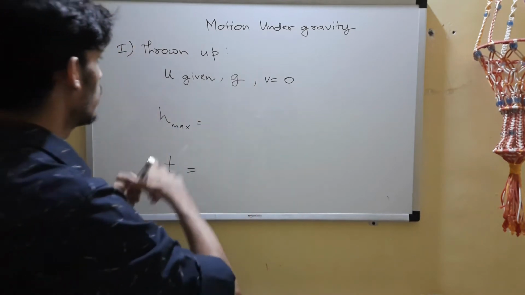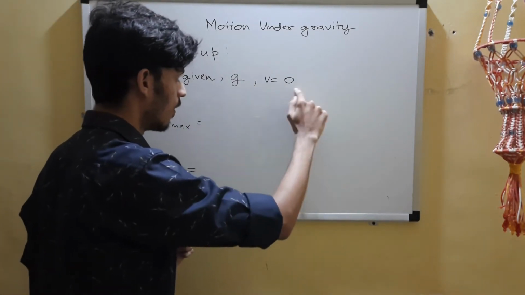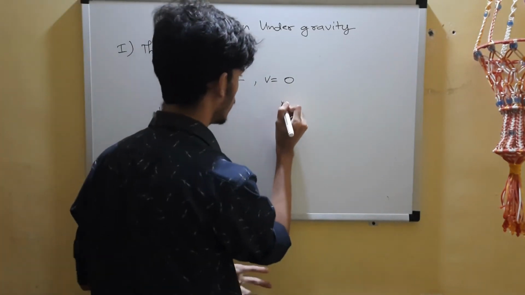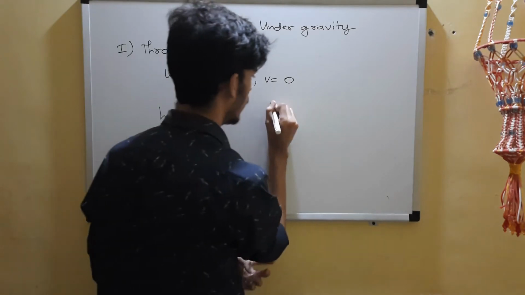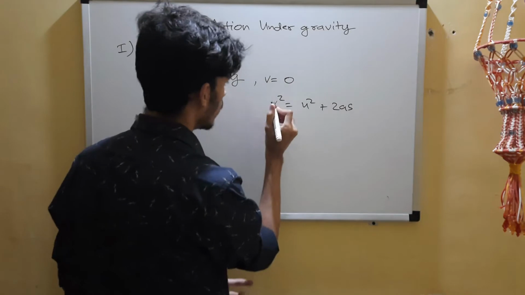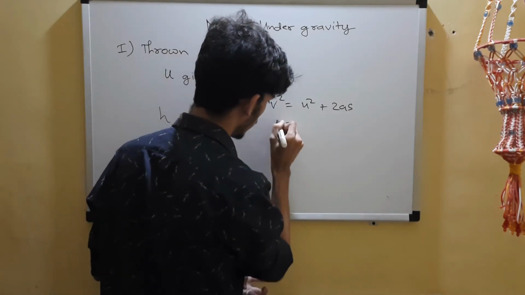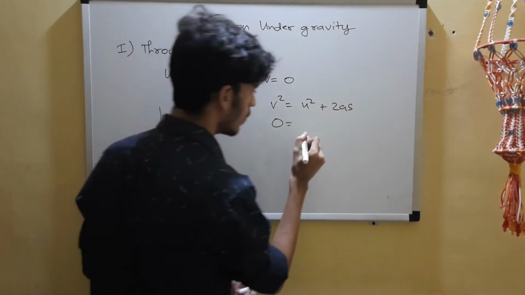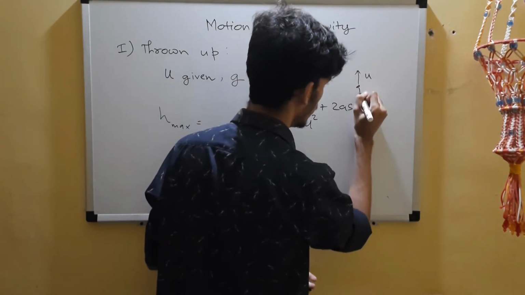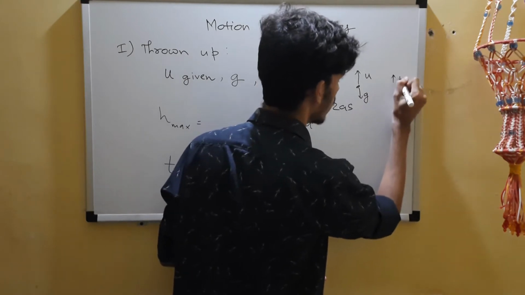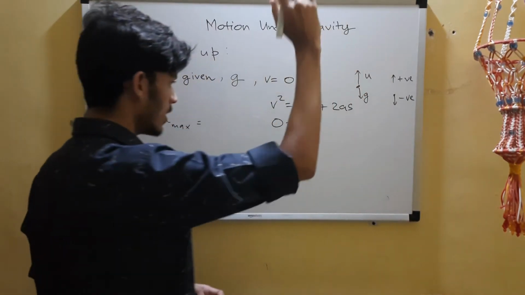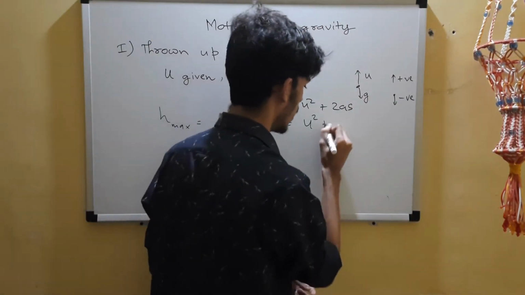So your u is given, g you know, v will be 0 at the highest point. So can you use an equation of motion? Yes, the same one: v square is equal to u square plus 2as, right? So v is 0, so 0 square is 0. u is given, so we'll substitute it. Suppose the ball is thrown up with u, and you have g, we'll draw that. Because of the conventions, upward is taken to be positive, so u is positive.